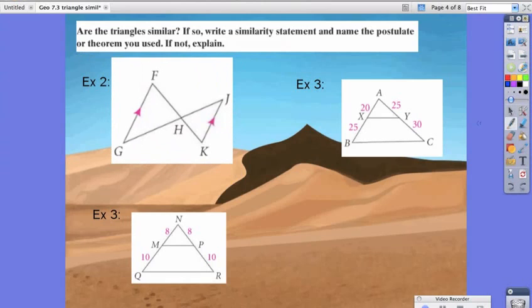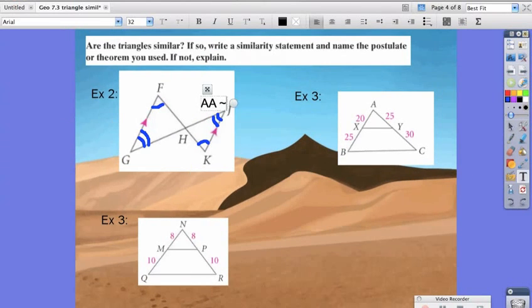So let's start with what we know. Because these lines are parallel, then we know that this angle and this angle are congruent because of alternate interior angles. But with that said, we also know that these two angles are also congruent because of alternate interior angles. Therefore, these must be similar because of angle-angle similarity.